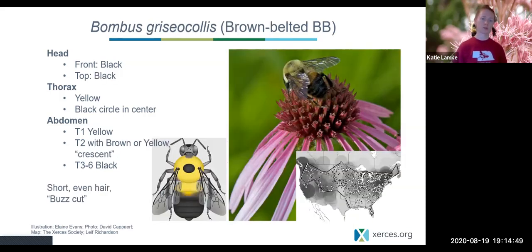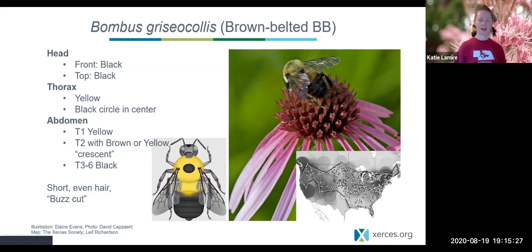And one that's confused quite a lot with the last 2 that we just went over is the brown-belted bumblebee. And this one is very, very common. It emerges quite early and it stays out quite late. And the key for this one is that it has a crescent shape on T2. So that color, the brown belt that you see there on the second tergite, it doesn't usually go all across the abdomen. It's more like a half moon on that second abdominal segment. And sometimes that crescent is going to be obviously brown, sometimes it's going to be yellow. So just pay attention to it.